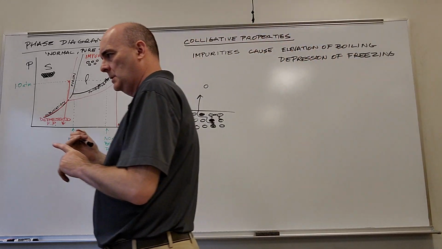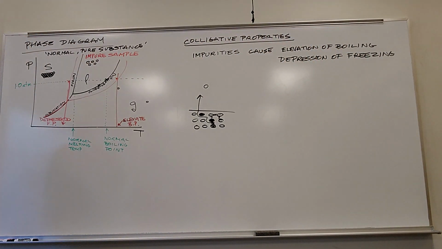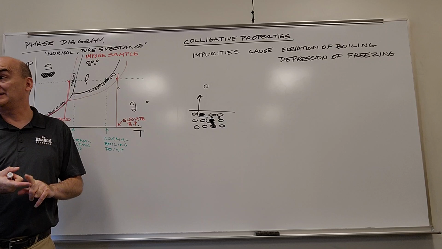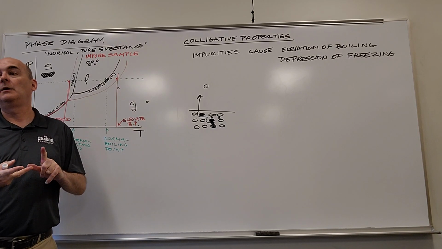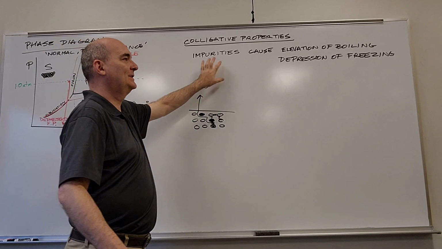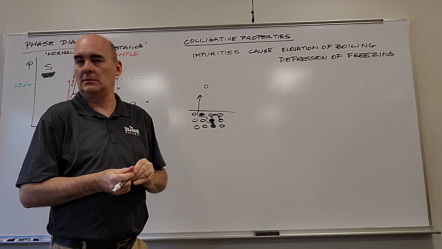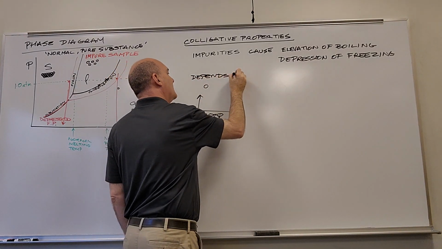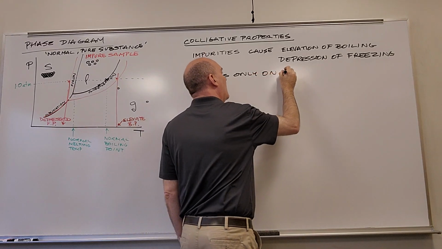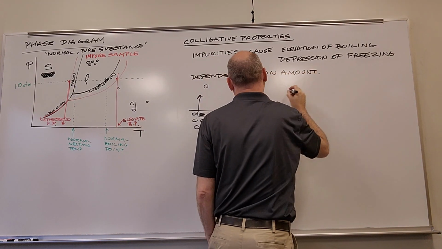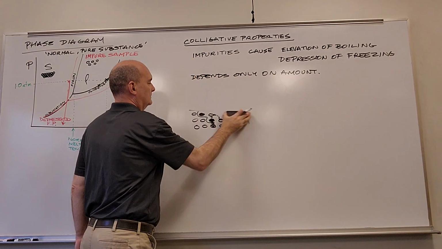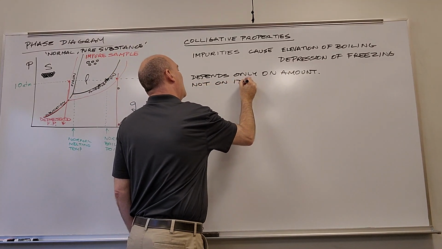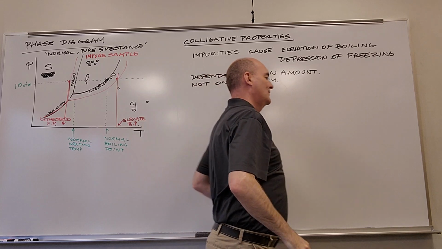Intensive properties are independent of amount and only depend on the material. So they depend on the identity of the material, not on its amount. Colligative properties are the exact opposite. They depend only on amount, not on the identity. And there's plenty to look for.